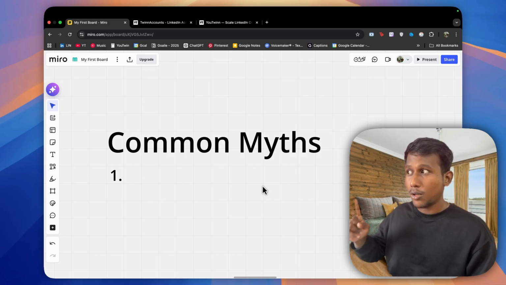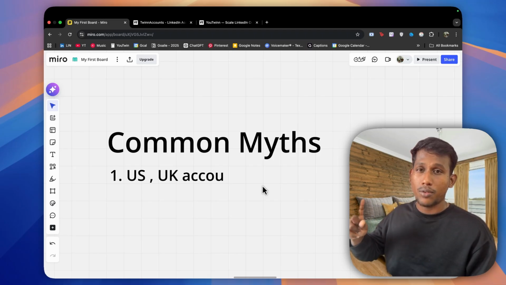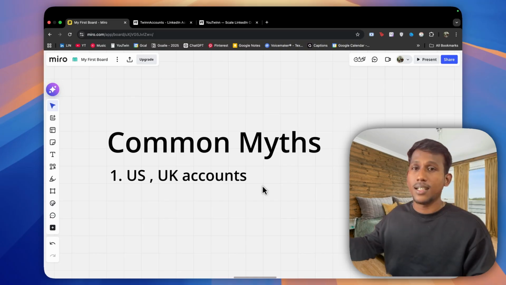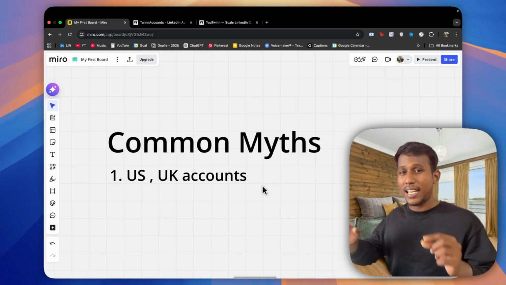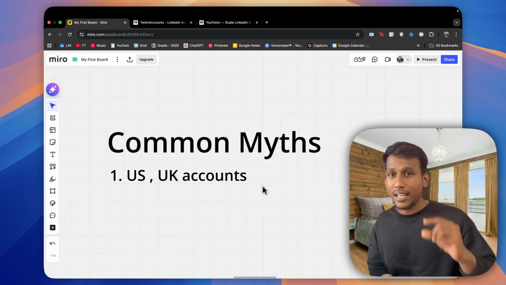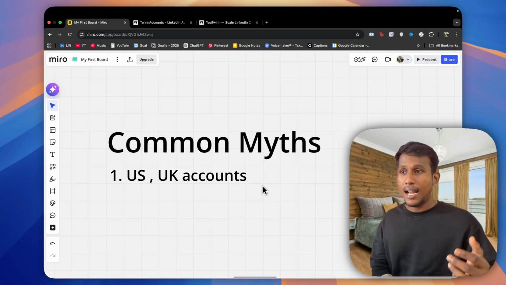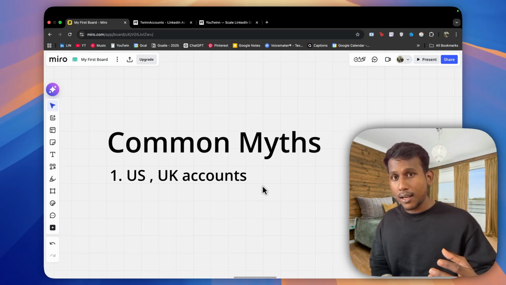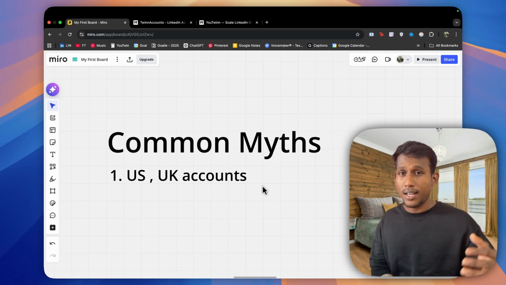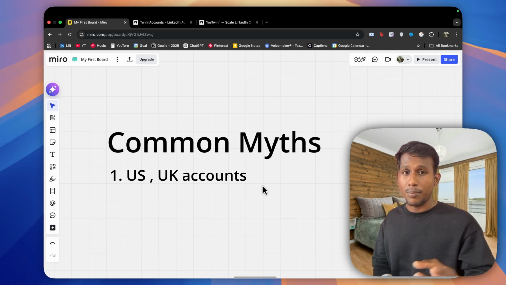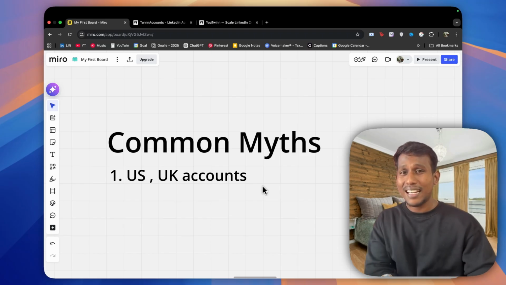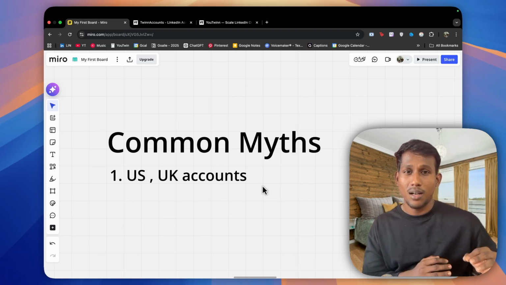Myth number one: the account should be from the US or UK in order for you to use it to reach out in Western countries. This is a myth because you can easily change the country in any LinkedIn account in 2 seconds. It's just like editing the account's country. And if you want real US or UK accounts, you have to pay significantly more, like 5 to 10 times more for real accounts from people in the US or UK.